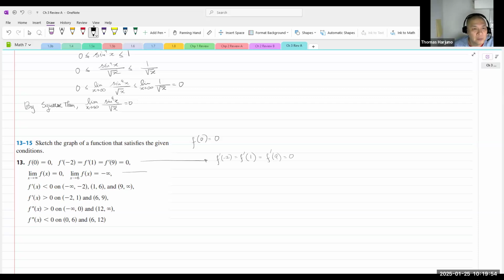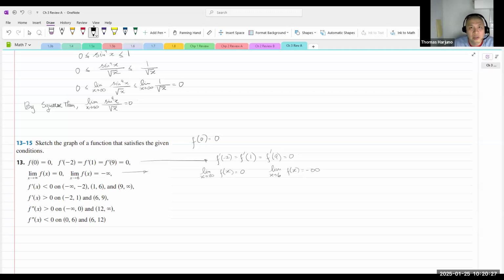The far end behavior, horizontal asymptote: limit as x goes to infinity of f(x) is 0. So very far to the right, it goes to the x-axis. But when x approaches 6 from both sides, this is a notation, then we have a vertical asymptote here, negative infinity.